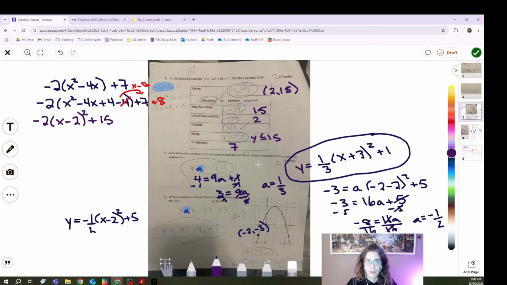Okay, let's go to the next page. And then you also wanted to look at word problems. So let's just take a look. You did get that one. Rewriting this one. Perfect. Won't even worry about it.